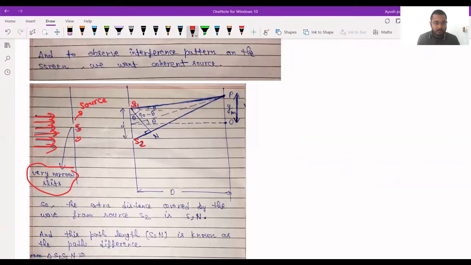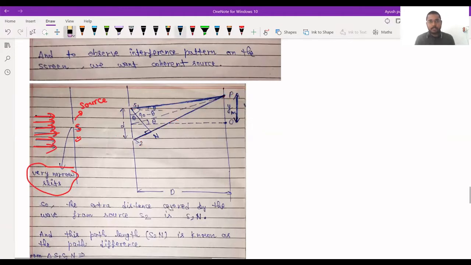So when the wavefront from this slit falls on these slits, the spherical wavefront will fall on them. So these two slits again will work like a secondary source of light. Now from these two sources also the light waves start emitting. The wave from source S1 and the wave from source S2 will come out and will interfere at this point P.